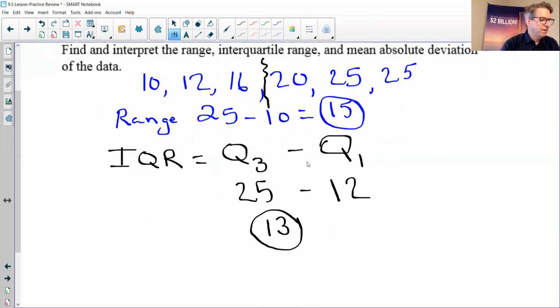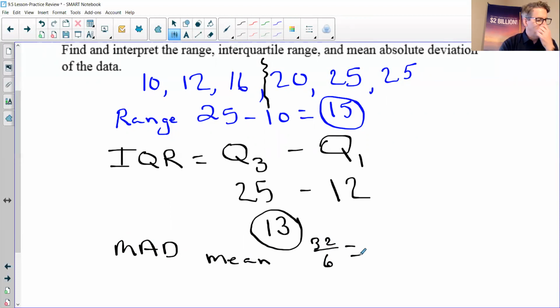And lastly, the MAD. We need the mean first to find the MAD. The mean is calculated by adding all of these dollar amounts together, which is 32. And we divide it by 6. 32, and there's 6 numbers, and that would be 5.3 repeating.